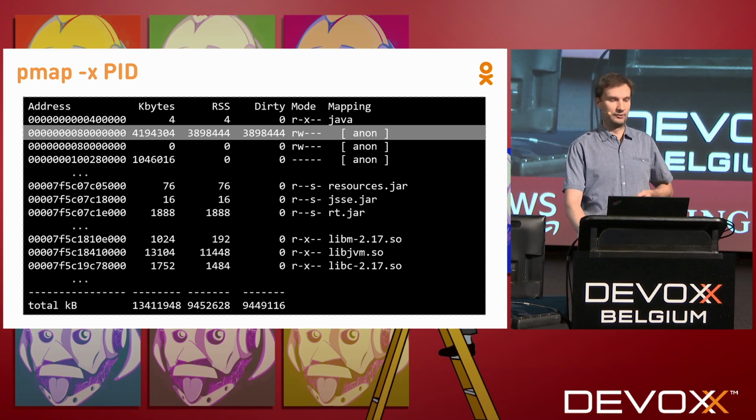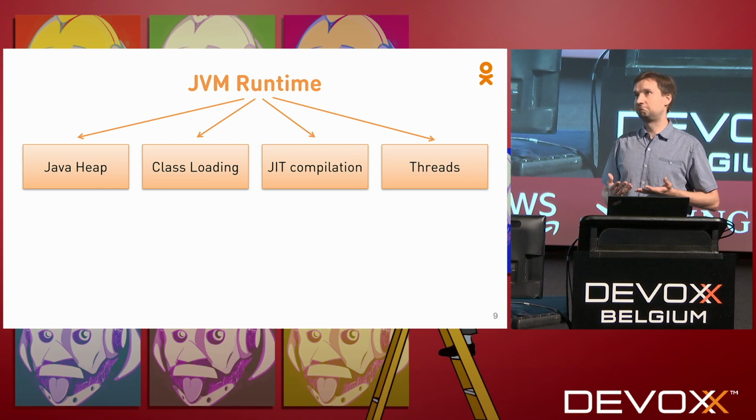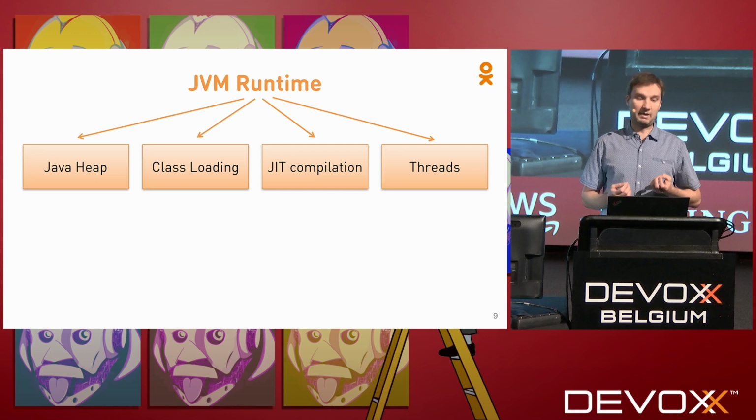In order to find other sources of memory consumption, let's remember how the JVM works. Obviously, its job is not only to collect garbage. The JVM does a lot more things. It loads classes, it compiles bytecode, it manages threads, and so on. And all these activities require additional memory.